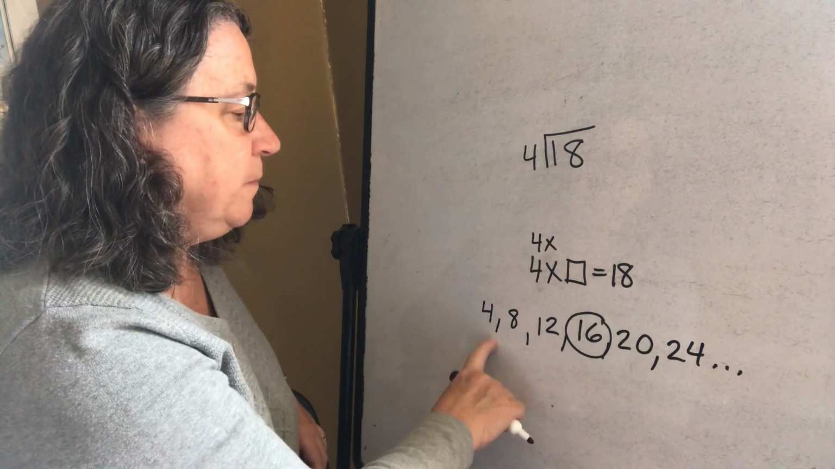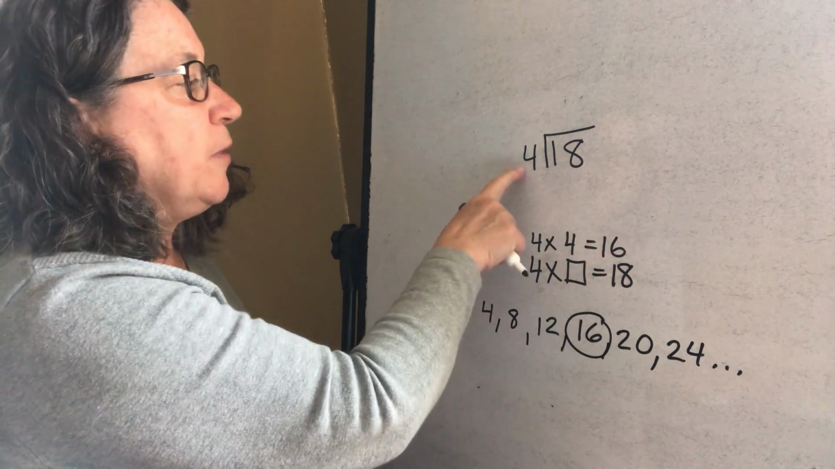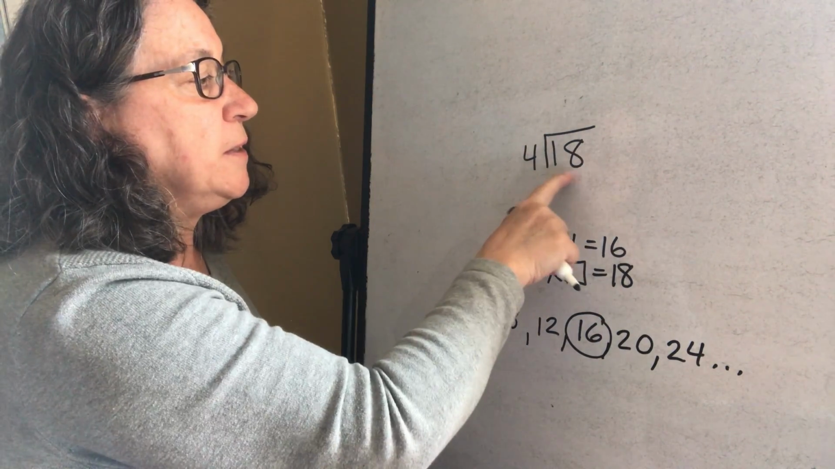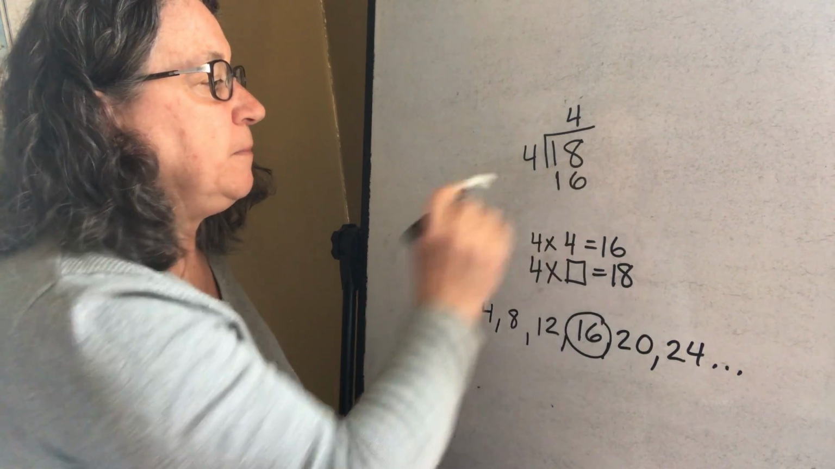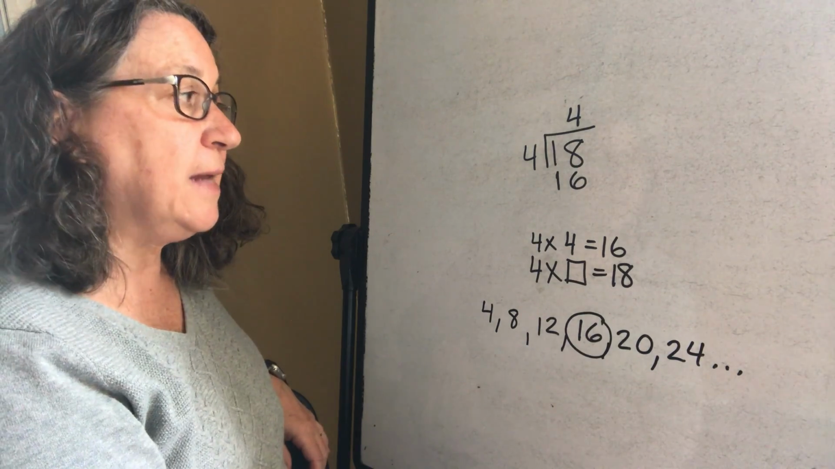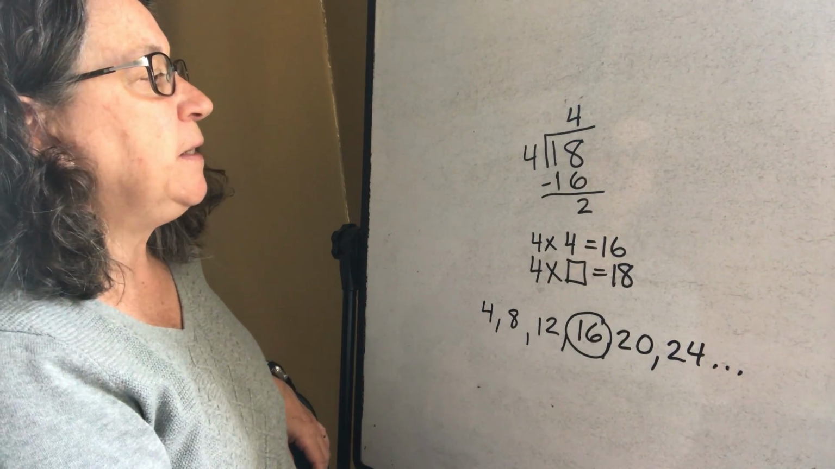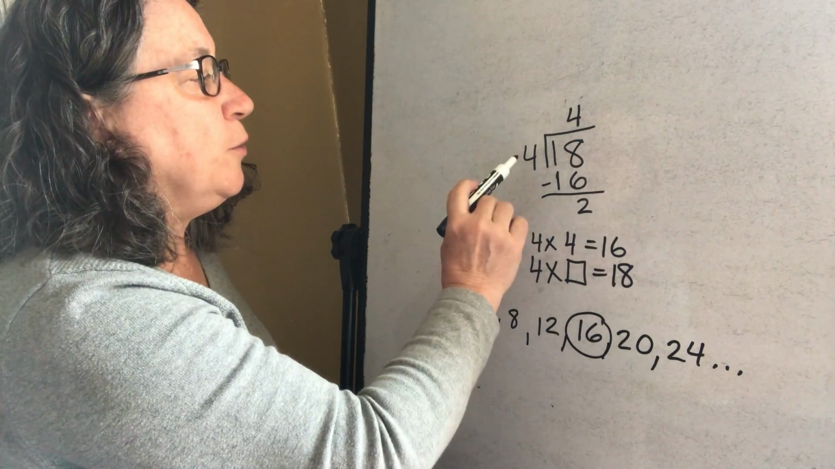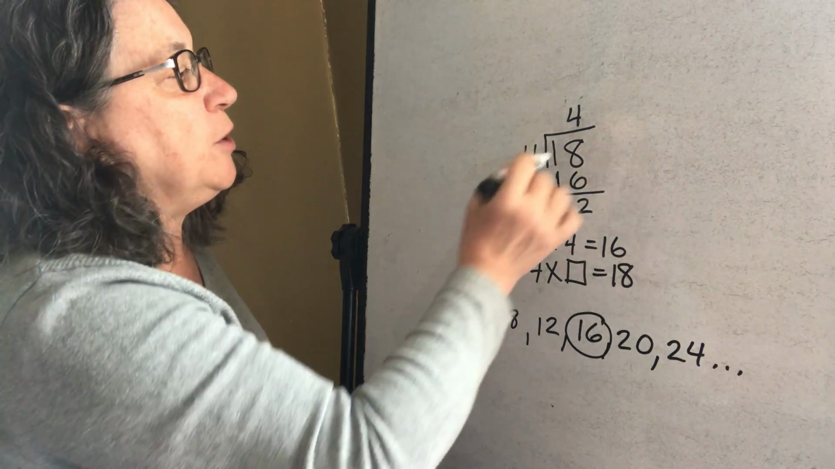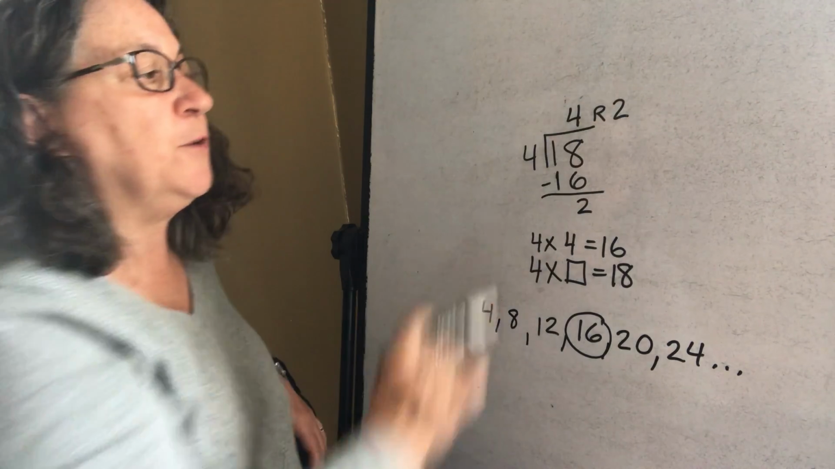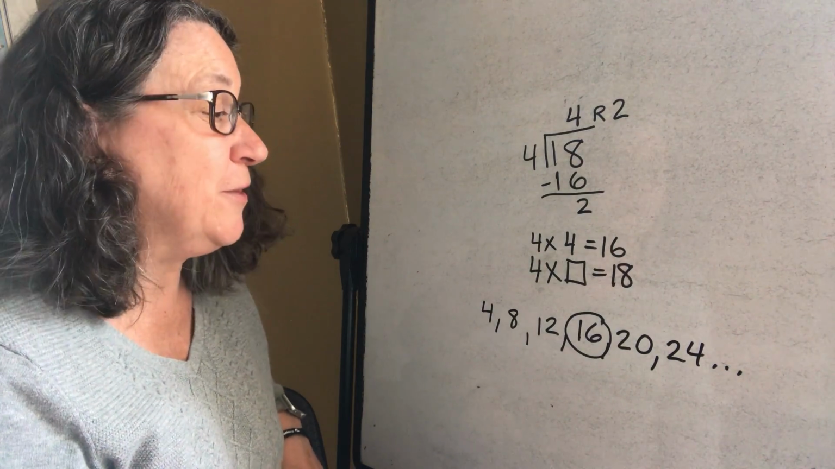4 times 4 is 16. So I'm going to write 4 times 4 is 16. I know that it's not exactly 18, so I'll subtract to find out how far away it was, the difference, and I find that it's 2. So if I have $18 shared with 4 kids, there will be $4 each with a remainder or a leftover of 2, which could be divided, and I'm sure you could figure out a way to share that with the 4 friends.